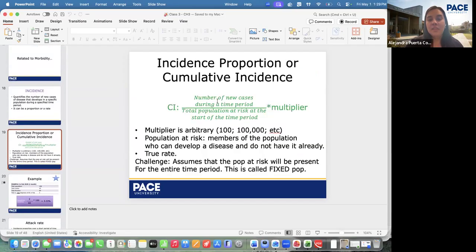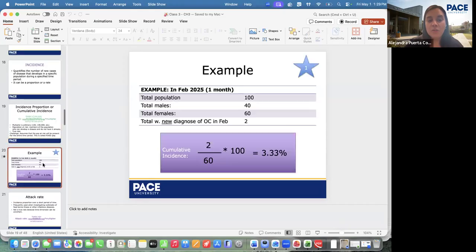Incidence. Number of new cases during a time period over total population at risk as at the start of the time period times the multiplier. So if someone already has the disease, are they at risk? Not anymore, right? Unless it's like an infectious disease or something that can happen again. But for the most part, they won't be.